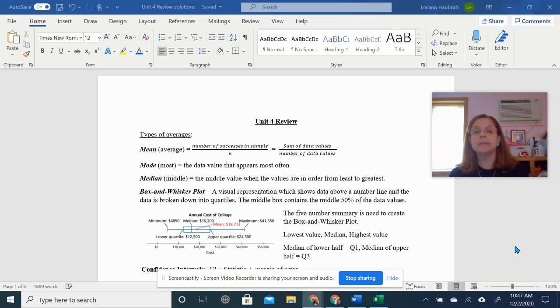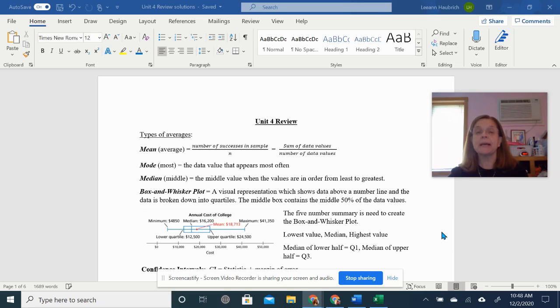We covered the central tendencies, or types of averages, which include mean, median, and mode. Mean is the one where you add the values and divide by the total quantity of values. Mode means most. So if you're looking at the histogram, the highest bar would contain the most. And median is the middle when the data values are in order, least to greatest. And it's nice that Excel can do that for you.